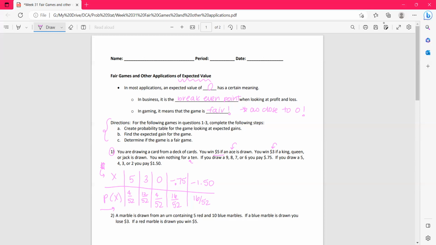So that's part A, right? So part A is make the table. B, find the expected gain for the game.